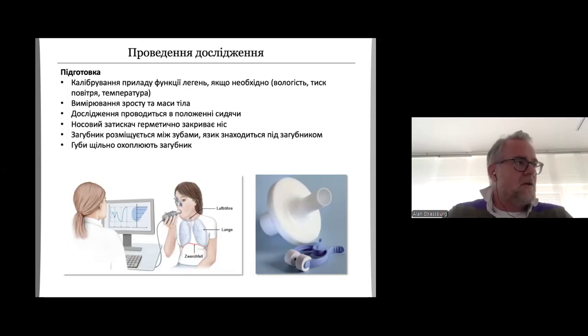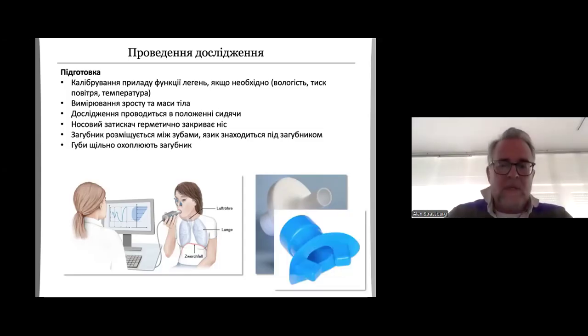The patient gets a nose clip, which closes the nose airtight, and the patient needs to take the mouthpiece between the teeth with the tongue lying under the mouthpiece. The lips need to close the mouthpiece airtight. And if the patient is not able, because of a paresis in the face, for example, to close the lips tightly, you can use a snorkel mouthpiece, as you can see here down in the picture.